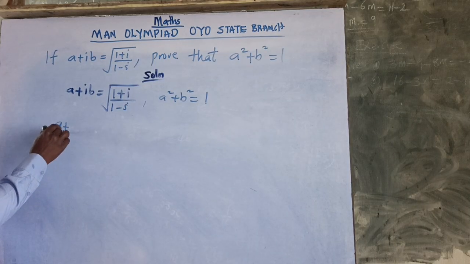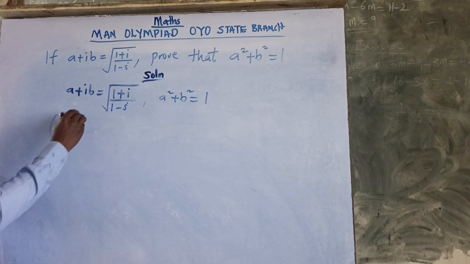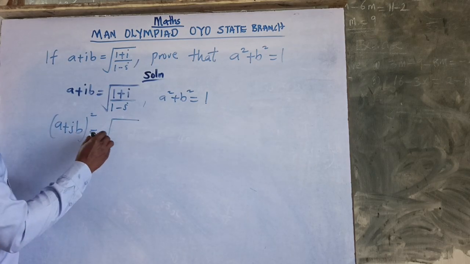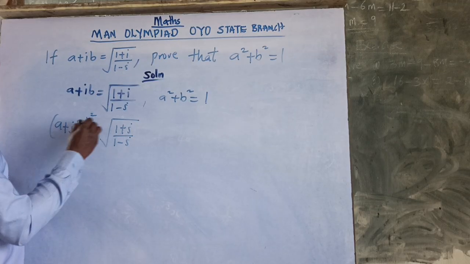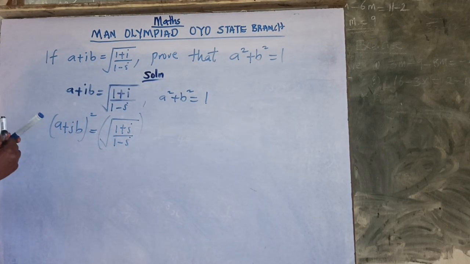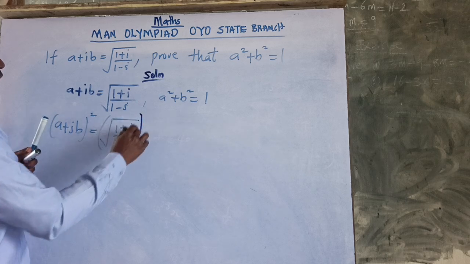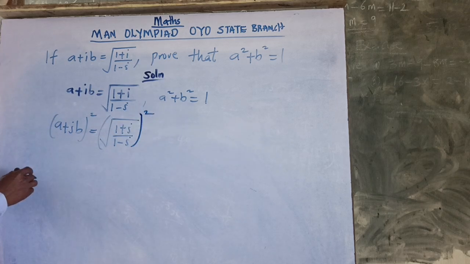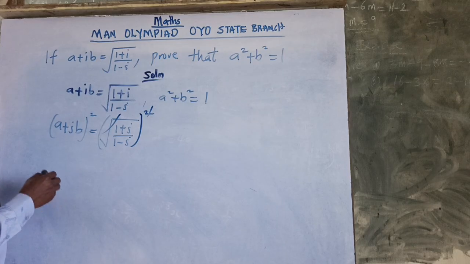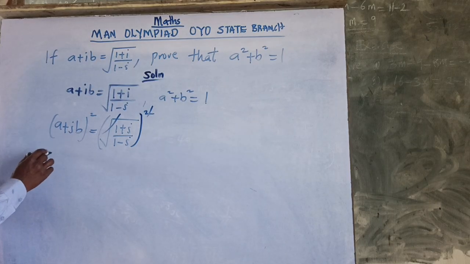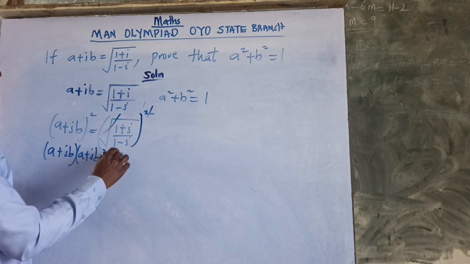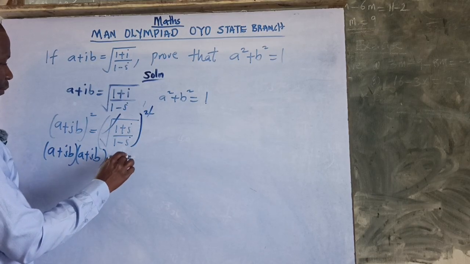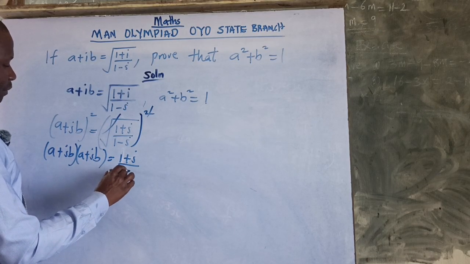Then we have (a plus ib) raised to power 2 equals the square root of (1 plus i) divided by (1 minus i), and we square the right hand side as well. Now the square root and the power of 2 will cancel out. Then when you square the left side, we have (a plus ib) times (a plus ib). On the right we have (1 plus i) divided by (1 minus i).